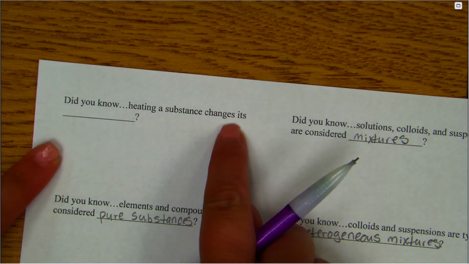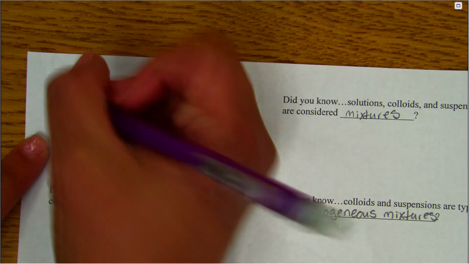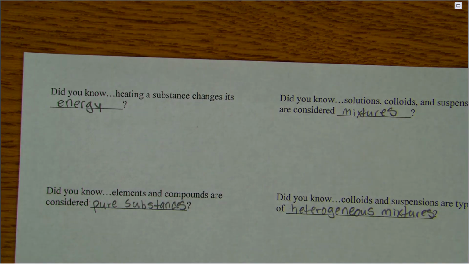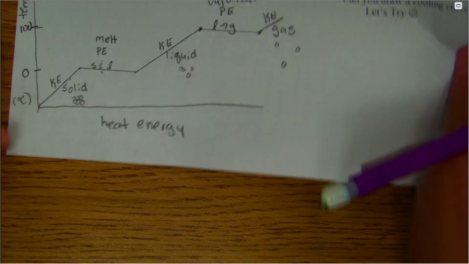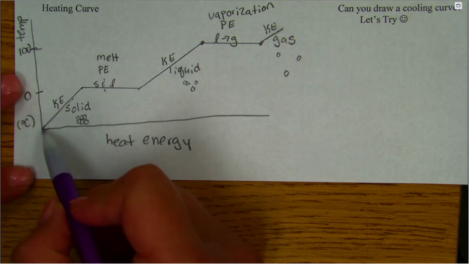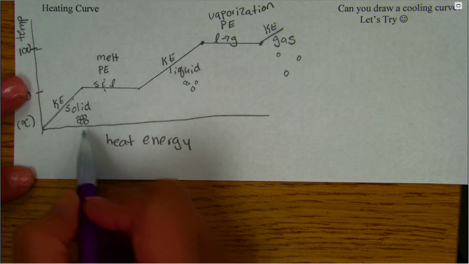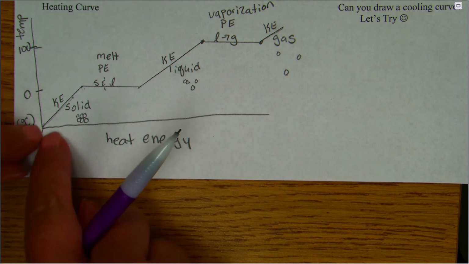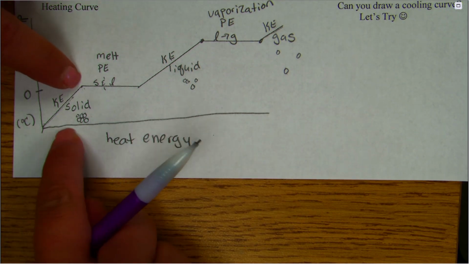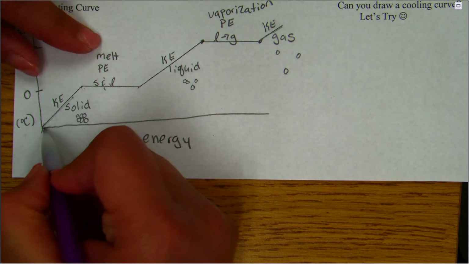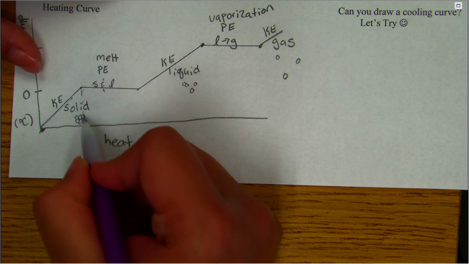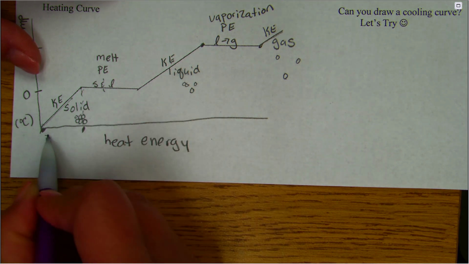So heating a substance is going to change its what? It's going to change its energy. This makes sense because if we look back down here, as I heat a substance, what is happening to the amount of energy? I am also increasing my energy. So here's my initial energy. Then I heat my solid. Here's my final energy. So what happened?